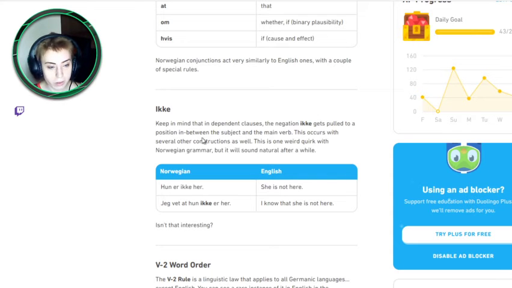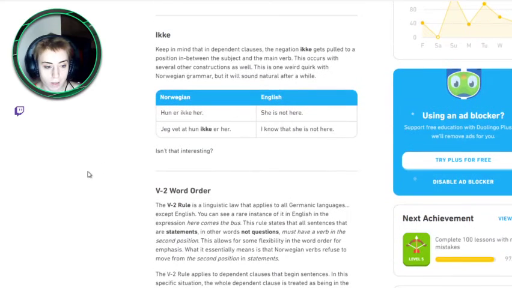Ikke gets pulled in dependent clauses. Ikke goes between the subject and the main verb. And this occurs in other constructions as well. It's one weird quirk that doesn't really happen in English. We would say, I know she is not here.